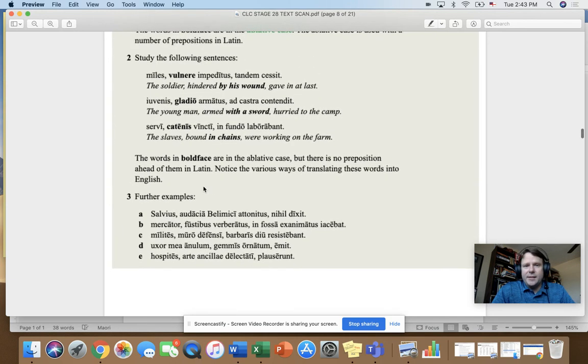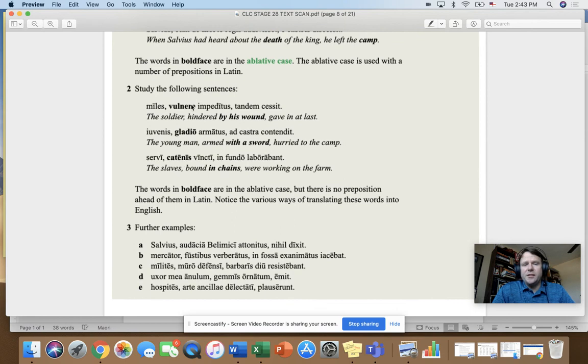And that's it, guys. That's it. So the thing we have to get used to is just seeing this word in the ablative case and remembering to say by or with in front of that sword or wound or chains.